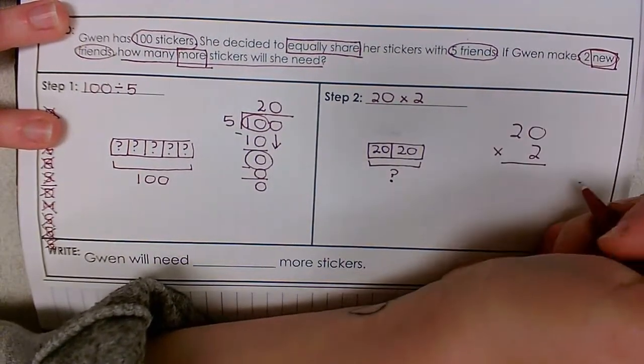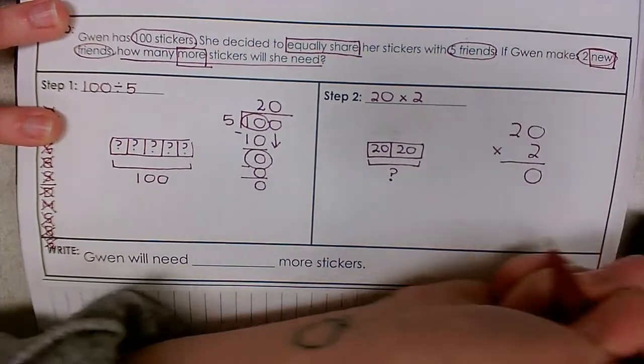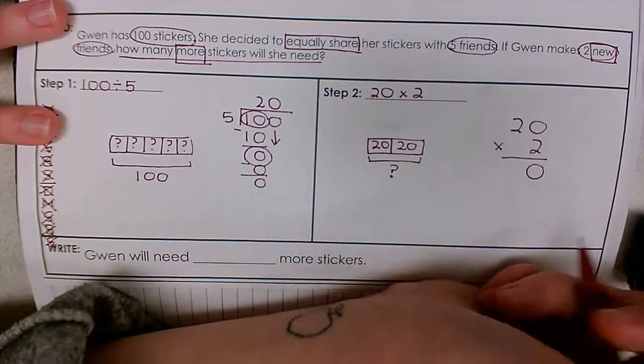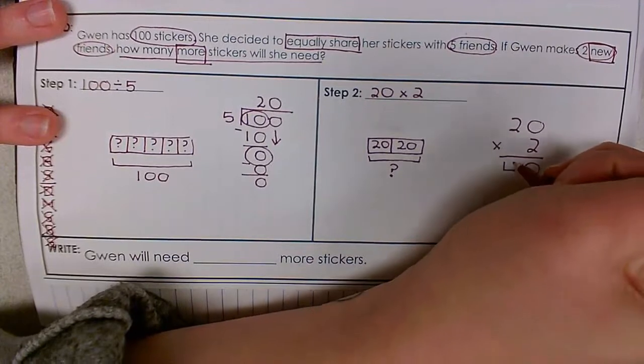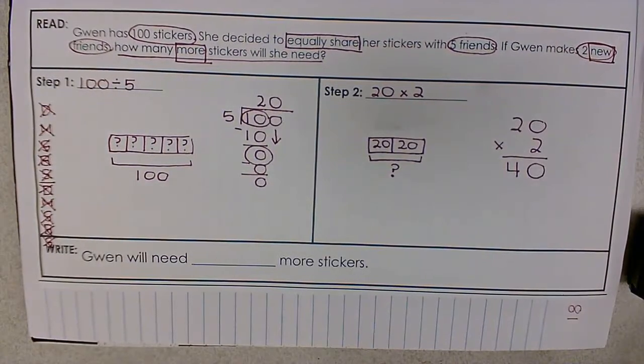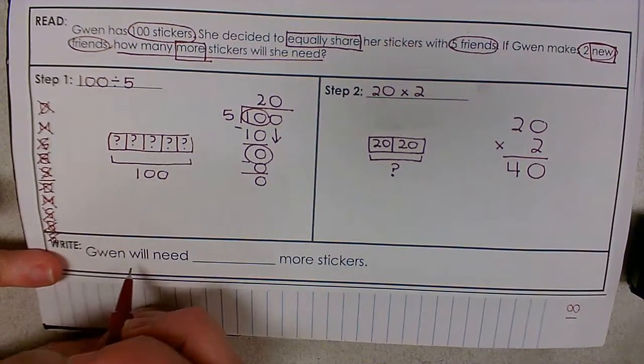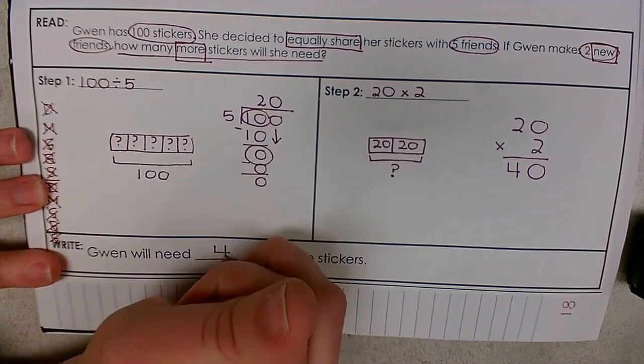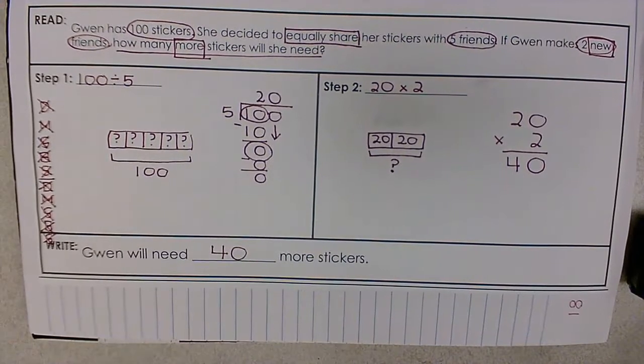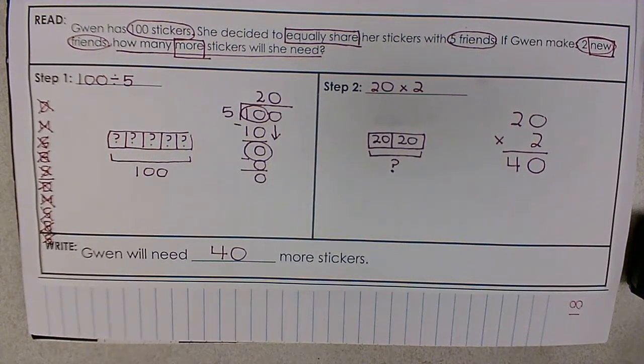Zero times 2 is 0. 2 times 2 equals 4. 4 tens, 0 ones is 40. Gwen will need 40 more stickers. Now that our brains are warmed up, let's dive into a word problem that's a little bit trickier.